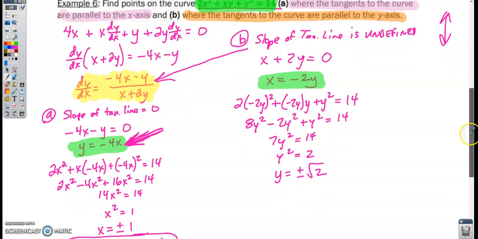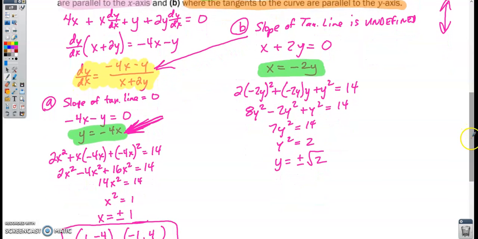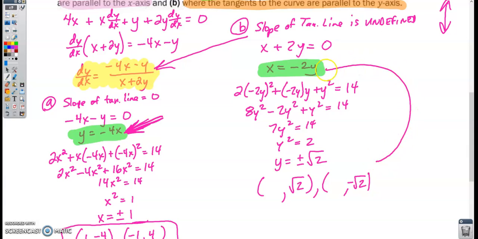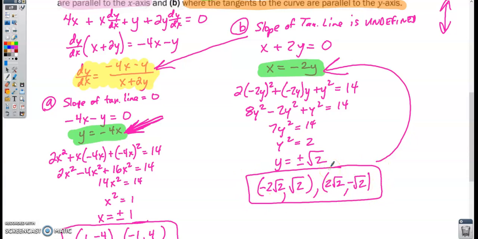Again, those are just the y coordinates of the points. I'm looking for the points, so I need to get the x coordinates for those points as well. The y coordinate is square root of 2, and the y coordinate is negative square root of 2. In order to get the x coordinates that go with those, I need to substitute back into this equation. And that tells me the x coordinate is negative 2 times the y coordinate. And bam, there are my 2 points that are on the curve where the tangents to the curve are parallel to the y-axis.